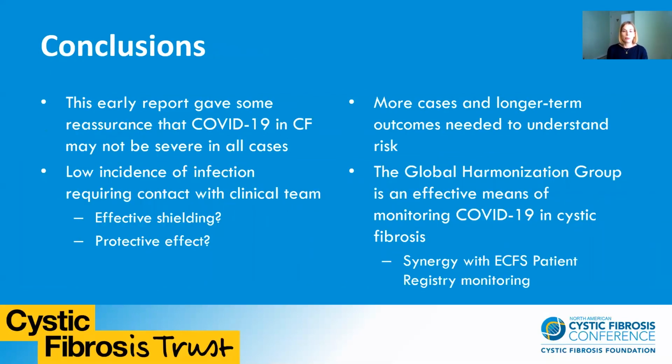So in conclusion, at the point that we reported this in April 2020, this gave some early reassurance that COVID-19 and cystic fibrosis may not be severe in all cases. Low incidence of infection requiring contact with the clinical team could have been associated with effective shielding by people with cystic fibrosis, or perhaps a protective effect of the relatively young age of our population. But as I've said, we couldn't estimate incidence in the overall population, only incidence of those severe cases that necessarily required intervention by the clinical team.